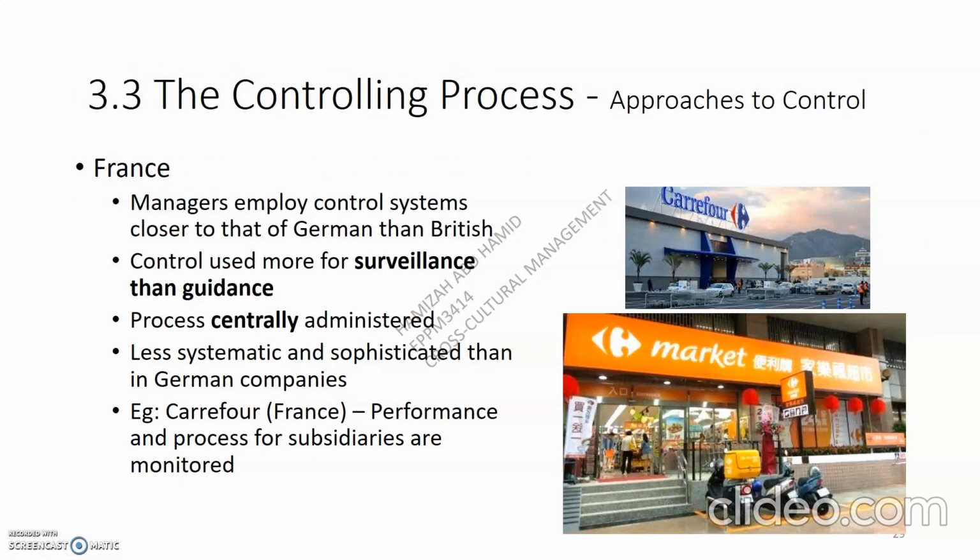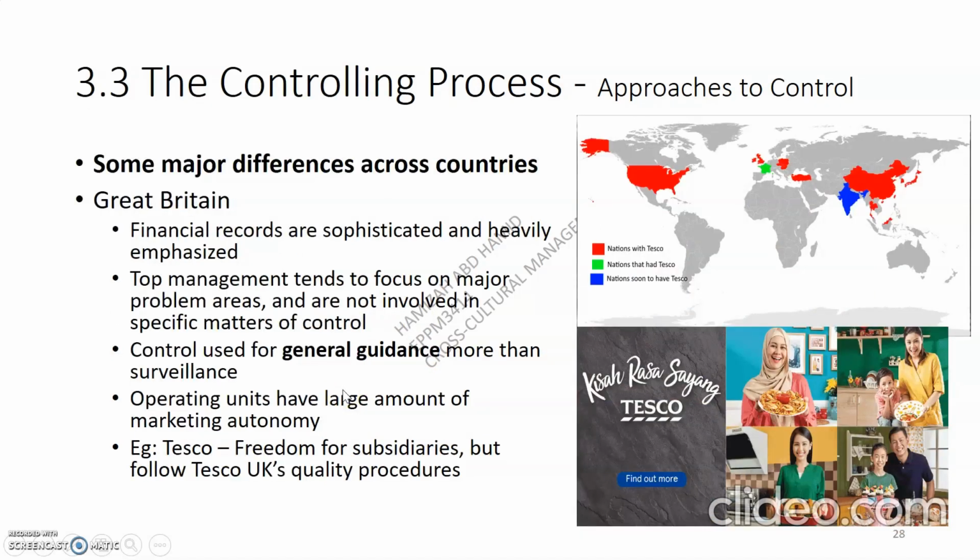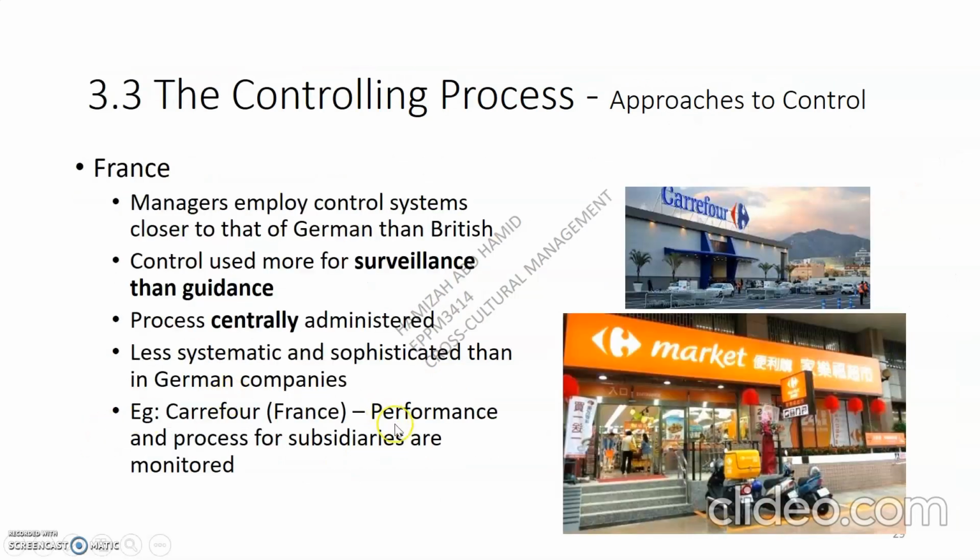In comparison to Tesco, we have Carrefour from France. Here, managers employ control systems closer to the German approach. Control is used for surveillance and not guidance. It is centrally administered, less systematic, and less sophisticated. For Carrefour, performance and process are monitored. Tesco looks into performance at the end of the year, for instance, but Carrefour wants to look at it monthly.